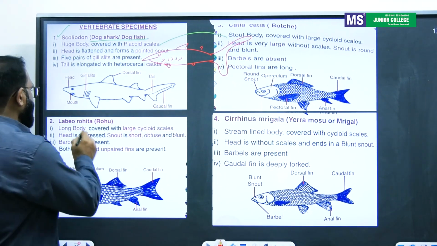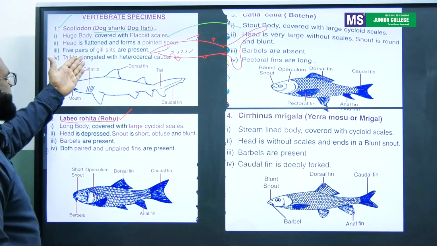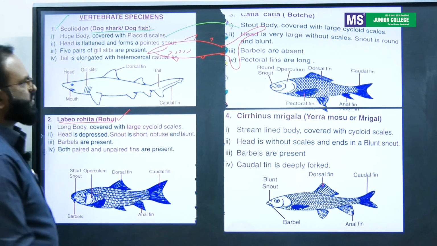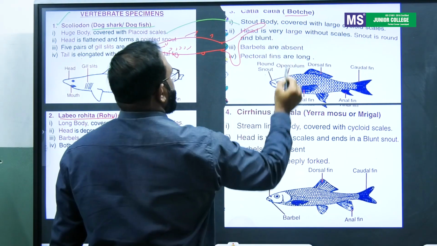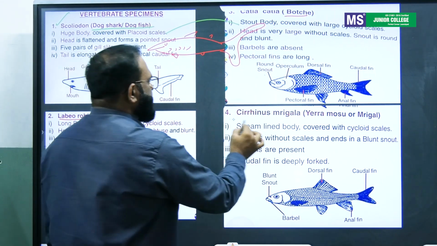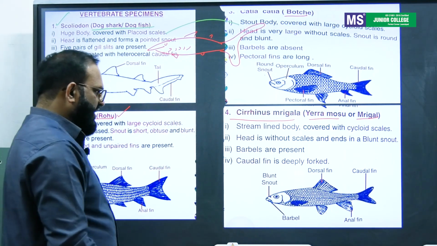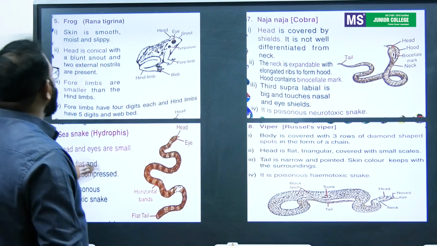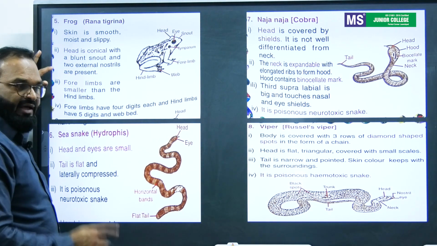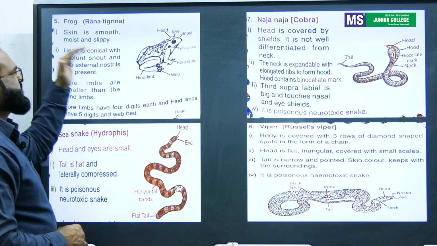Same like that, Labeo rohita, rohu. Scoliodon is a cartilaginous fish, Labeo is a bony fish. Catla catla, and these simple points I have provided you in my video. Cirrhinus mrigala, mrigal. Frog, Rana tigrina. Anyhow, you have studied about frog features in your first year.